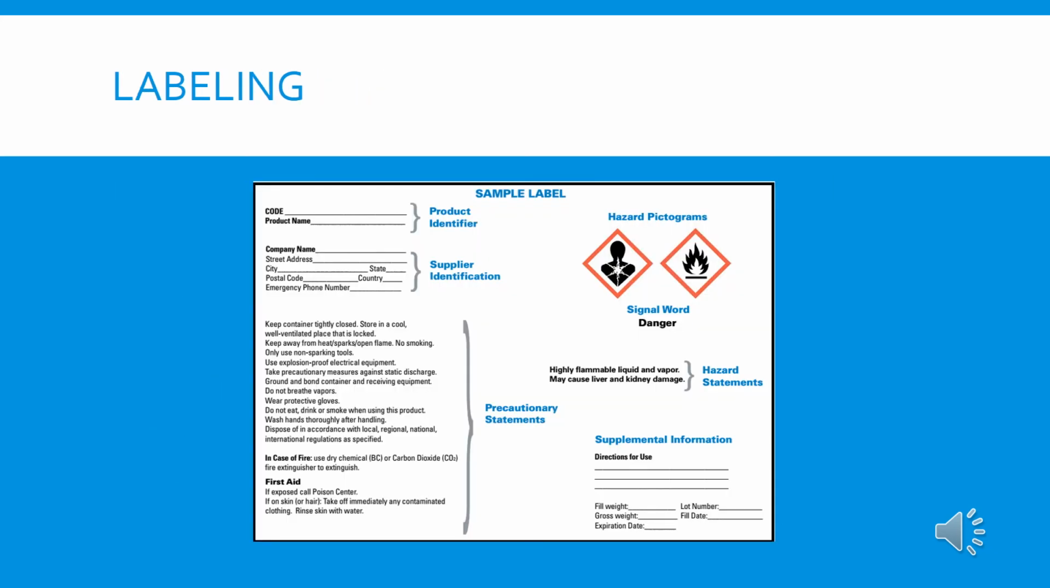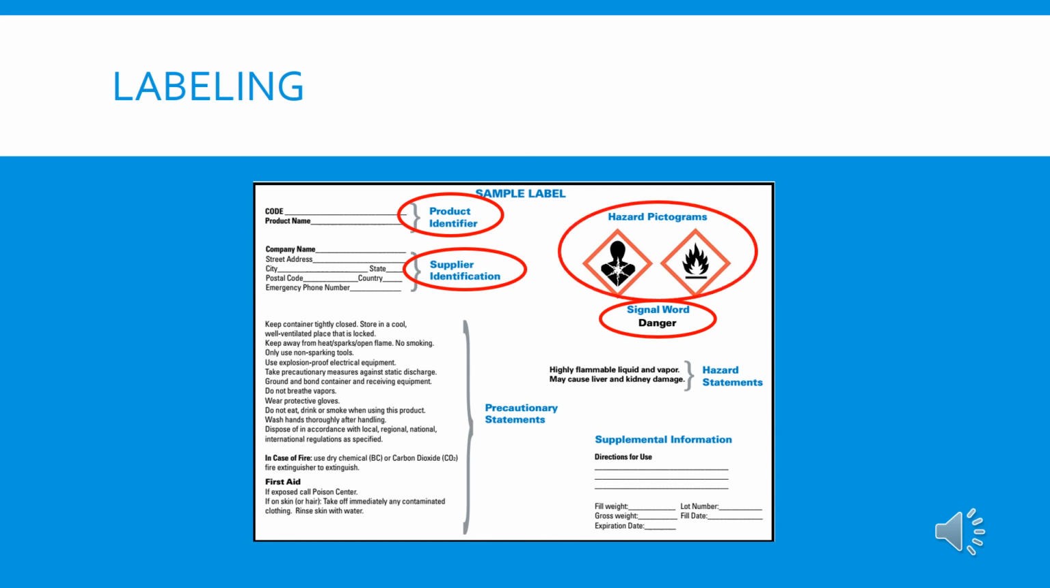6 required elements of labeling under the GHS standard include: 1. Product identifier. 2. Supplier information. 3. Signal word. 4. Hazard pictograms. 5. Hazard statements. 6. Precautionary statements.